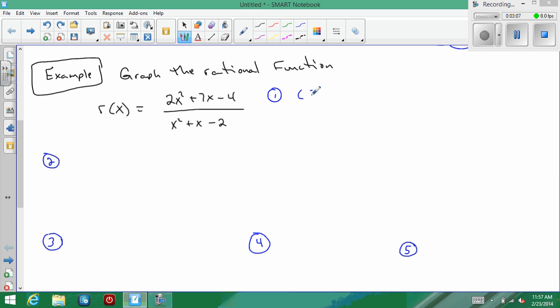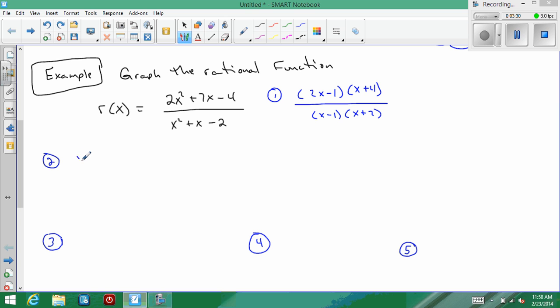So let's go and factor this. When we factor, we get 2x plus 1, 2x minus 1, my bad, 2x minus 1 times x plus 4, over x minus 1 and x plus 2. Okay, so that's step 1.